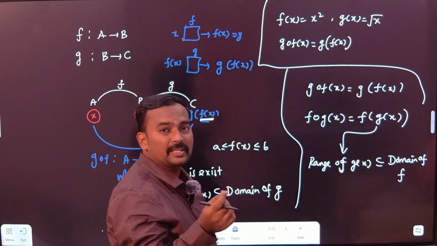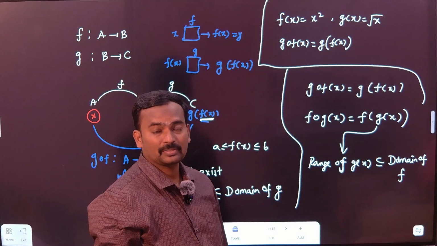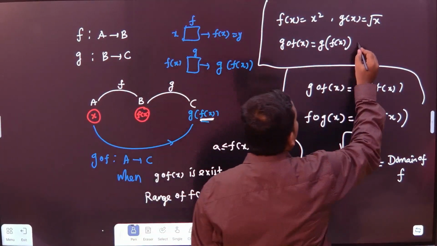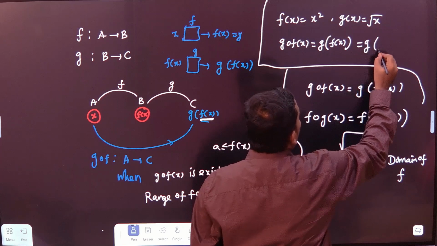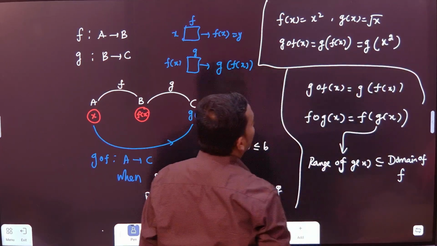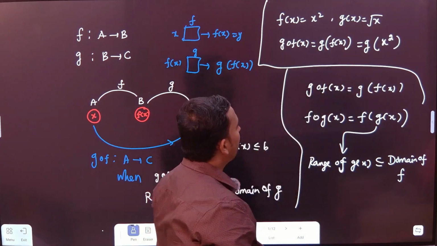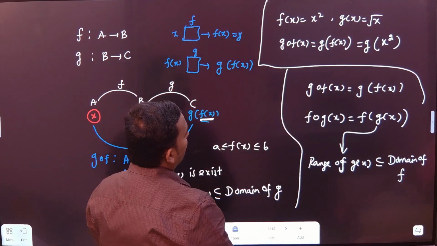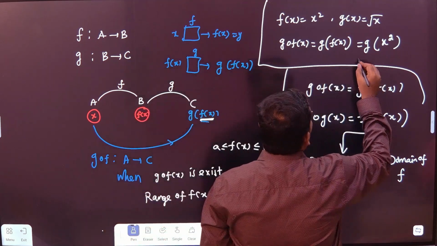That means, what is the input of G? It is f of x. What is the input of f? It is x. Clear? Okay. So that means G f of x is what? x square, right? You just replace here. f of x is what? x square. So what is G of x square?